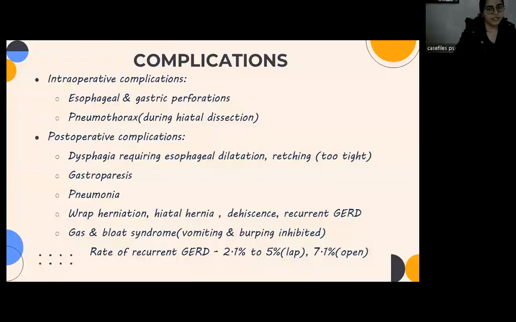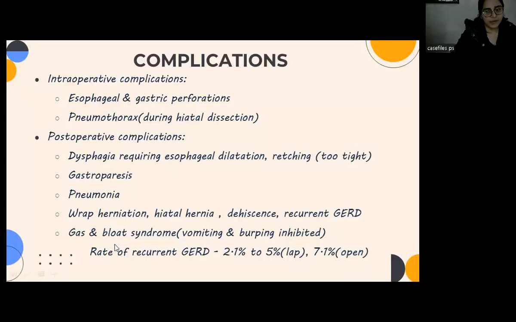And postoperative complications include dysphagia, which might require esophageal dilation due to eventual development of strictures, retching if the wrap is too tight. Gastroparesis, development of pneumonia, wrap herniation, development of hiatal hernia, dehiscence of the fundoplication per se, and eventual development of recurrent GERD due to failure of the surgery itself.